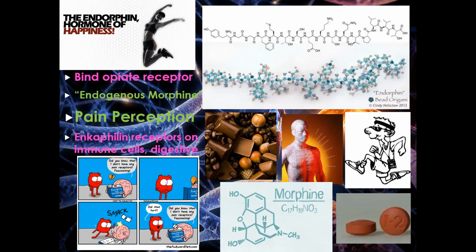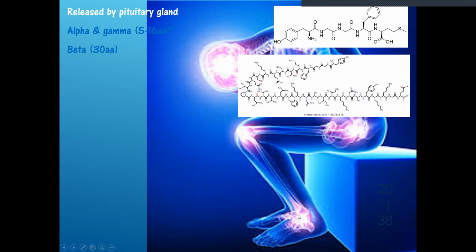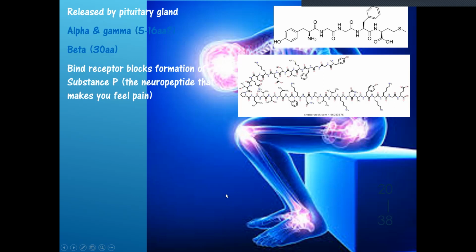This is not actually the runner's high. There is another molecule that is released as the runner's high. The thing is, this other neurotransmitter stimulates the release of the endorphins as well as dopamine. So it's like the master molecule behind it all. This is released by the pituitary, so another one of the chakra centers. And there are different ones. They talk about alpha, beta, gamma, and how many amino acids. But anyway, they affect your pain perception.